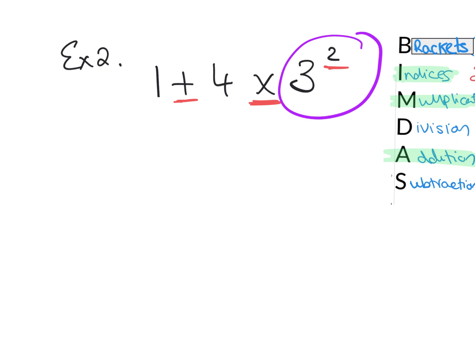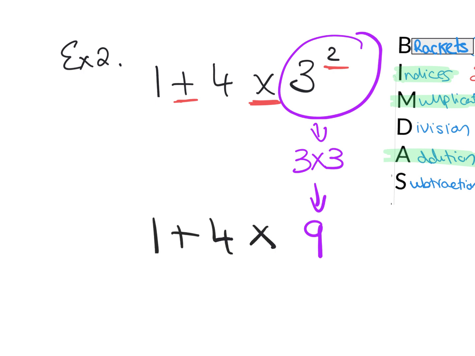So that's the bit I'm going to do first, 3 squared. Now you can type that into your calculator, or you can know that 3 squared actually means 3 multiplied by 3. So either way, you should be getting 9. So let's go back and now let's write the sum again. So I now have 1 plus 4 multiplied by, and I know the answer here is 9.